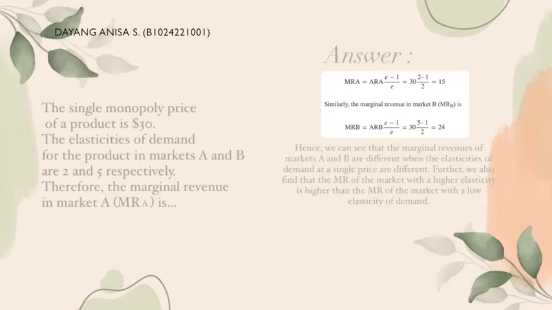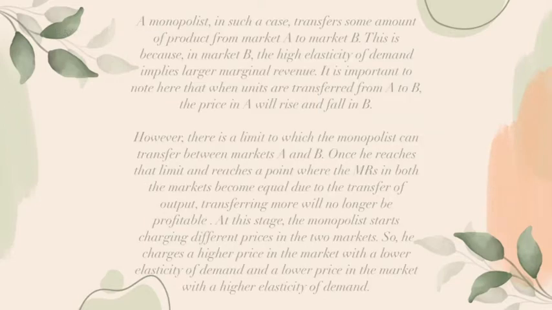Hence, we can see that the marginal revenues for markets A and B are different when the elasticities of demand at a single price are different. Further, we also find that the MR of the market with a higher elasticity is higher than the MR of the market with a low elasticity of demand. A monopolist in such a case transfers some amount of product from market A to market B. This is because in market B, the high elasticity of demand implies larger marginal revenue. It is important to note here that when units are transferred from A to B, the price in A will rise and fall in B.